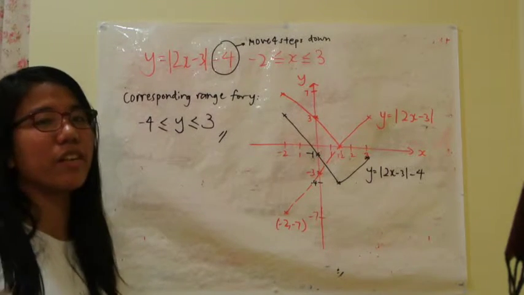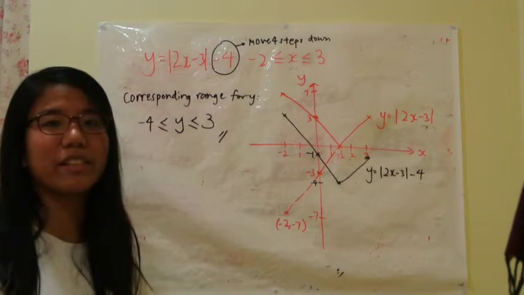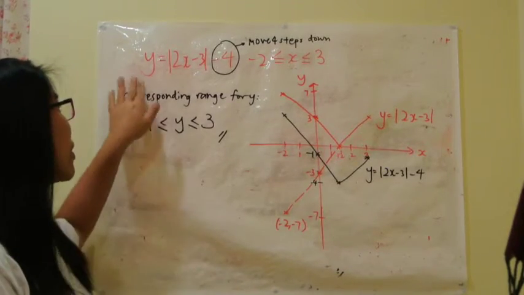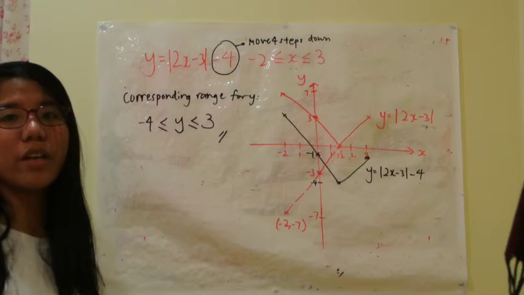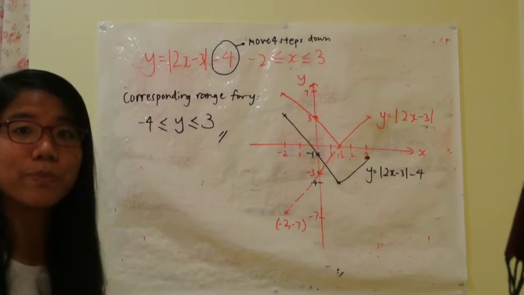So this is how you get your corresponding range of values of y. This is the modulus practice, that extra worksheet that I gave you, where we learn to sketch y equals mod 2x minus 3 minus 4. Please try it on your own. Thank you.